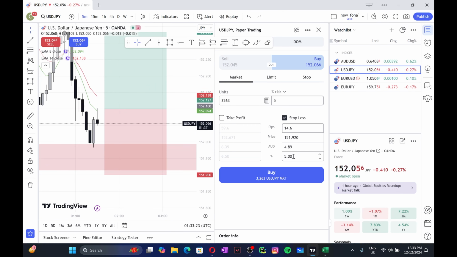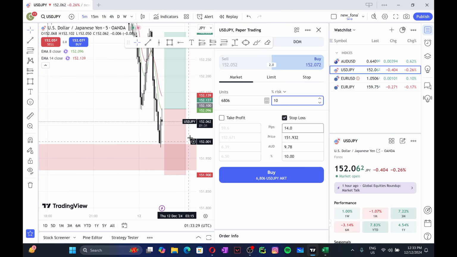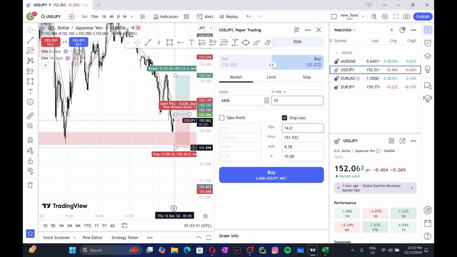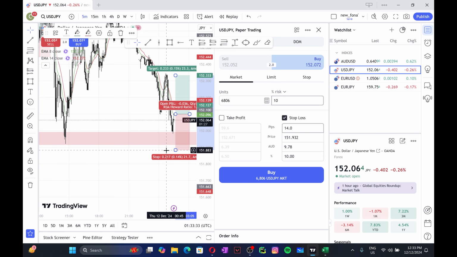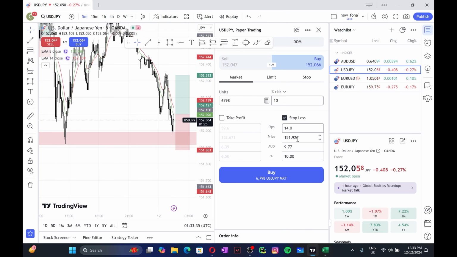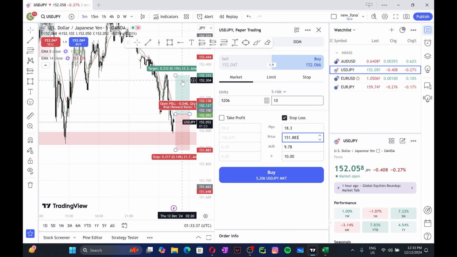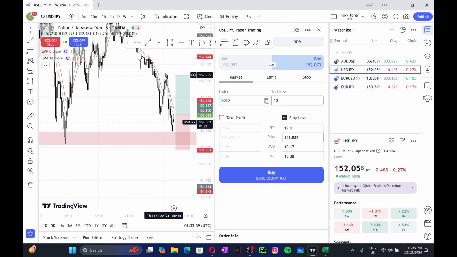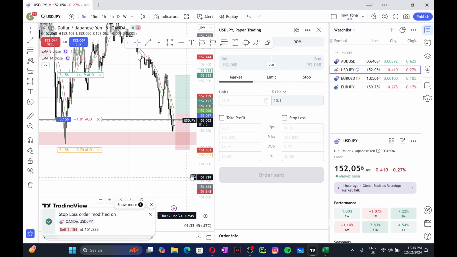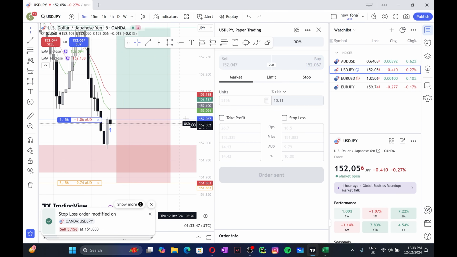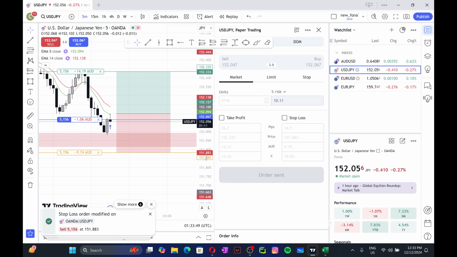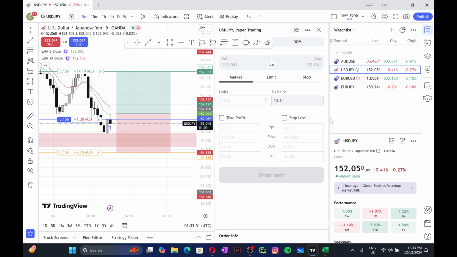I'm going to have 10% this time. Let me have 10% risk. My stop loss, I'm going to keep it about here. So I'm going to have that as my stop loss, and my take profit would be about that level. And let's buy. So that's another trade which we established, and I hope that it does turn out good, which we can't do anything about if it doesn't.